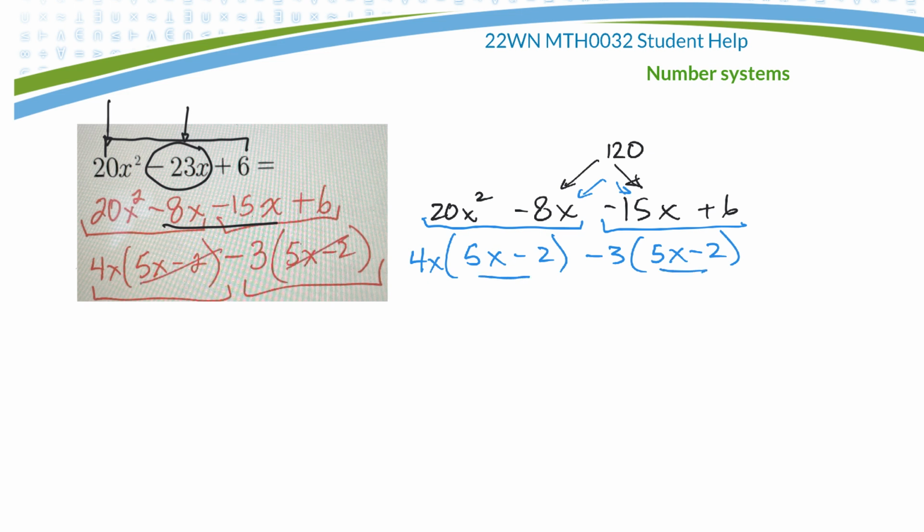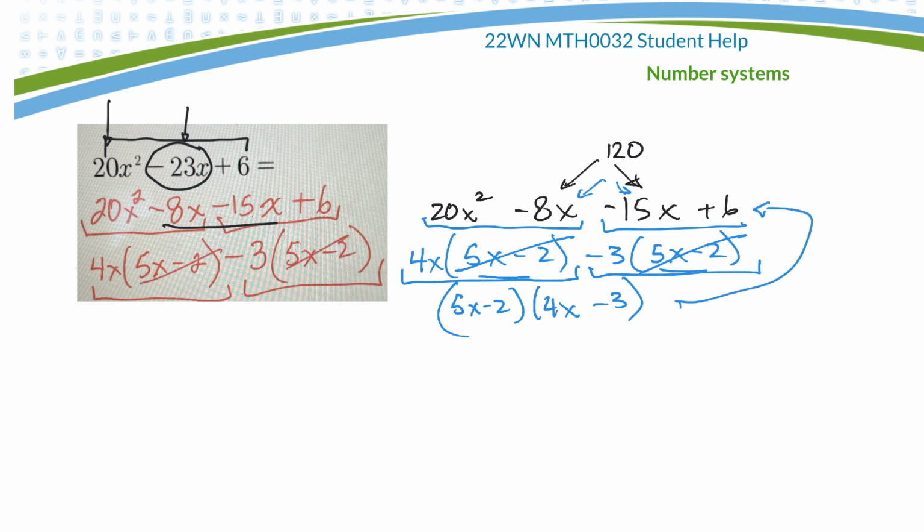So if they match, then you can go further and say, well, here's a term and here's a term, and there's a 5x minus 2 common to both of them. So I can bring a 5x minus 2 out front. I factor that out of here, I'm left with 4x. I factor out of here, I'm left with minus 3. So that is the factorization of that. And that's using the AC method.